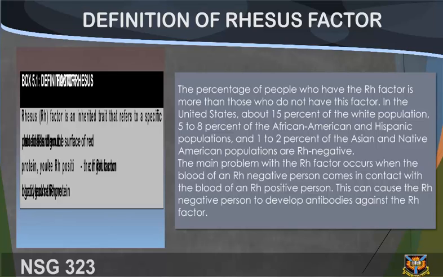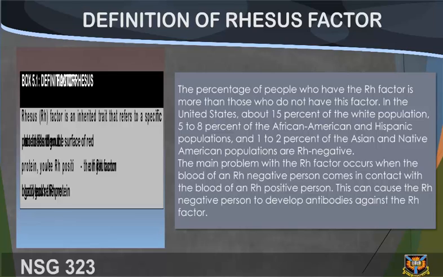In the United States, about 15% of the white population, 5 to 8% of the African American and Hispanic populations, and 1 to 2% of the Asian and Native American populations are Rh negative.